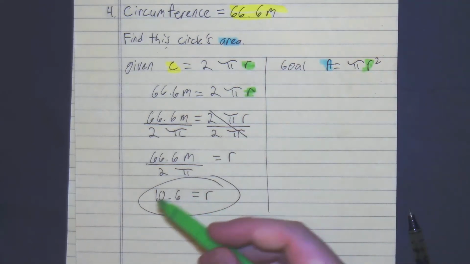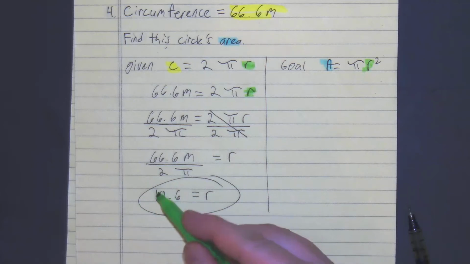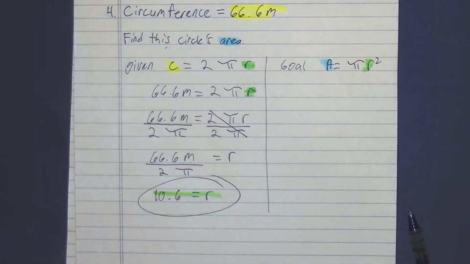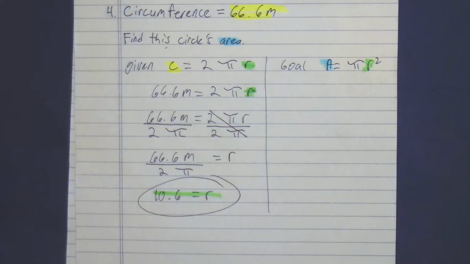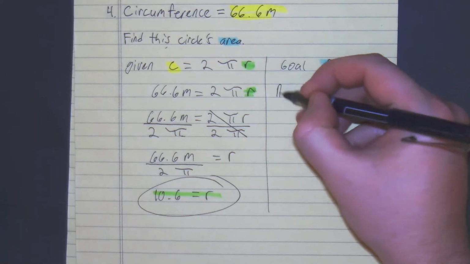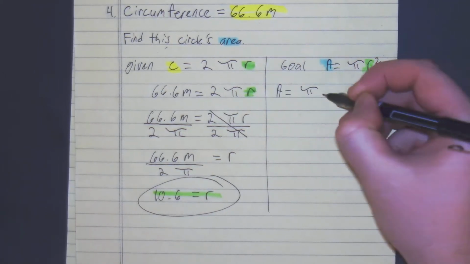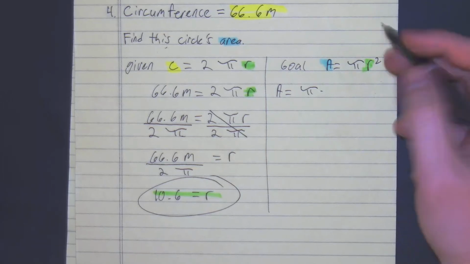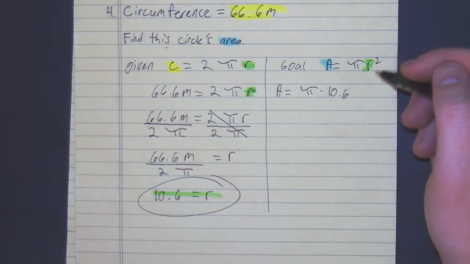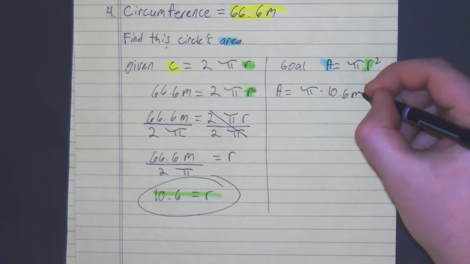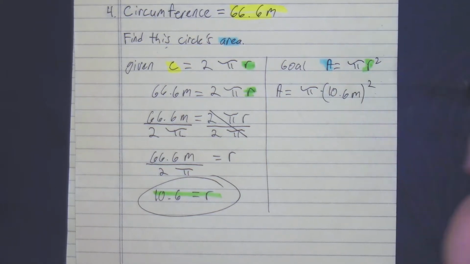So we did all that work and we got here. So 10.6, we round to the nearest tenth, 5 went up. So now we're going to plug this r into here. So we get A is equal to pi times 10.6. What did we use? Meters? Yeah, meters squared.